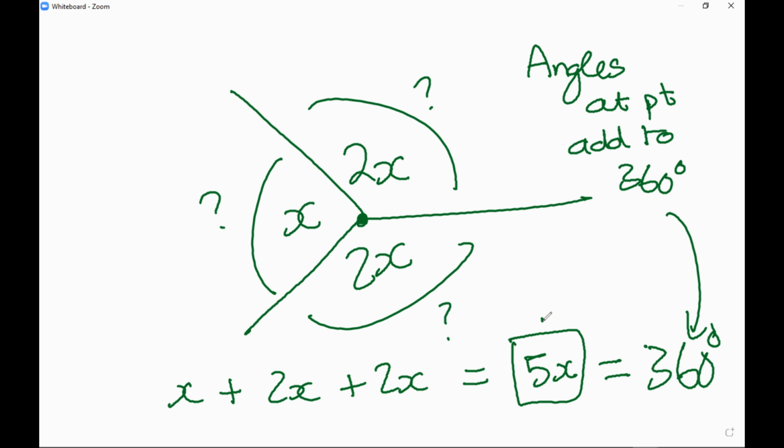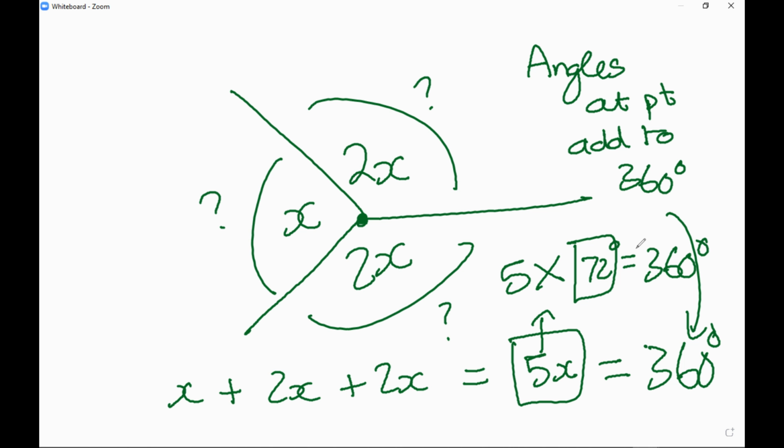What does that mean? That means that 5 times a number equals 360 degrees. How do we find that number? We take 360 degrees and we divide it by 5. Grab your calculators. All right, someone's already shot out the answer there. Well done. If I grab my calculator, I've got 360 degrees divided by 5, and I got 72 degrees.